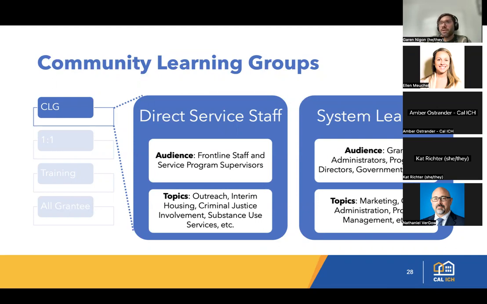The other one, the system leaders community learning group, has an audience of grant administrators, program directors, and any government leaders who are associated with your encampment or interested in your encampment. Some things that we talk about in that community learning group are marketing, grant administration, project management, stuff like that. Those are the topic areas there.